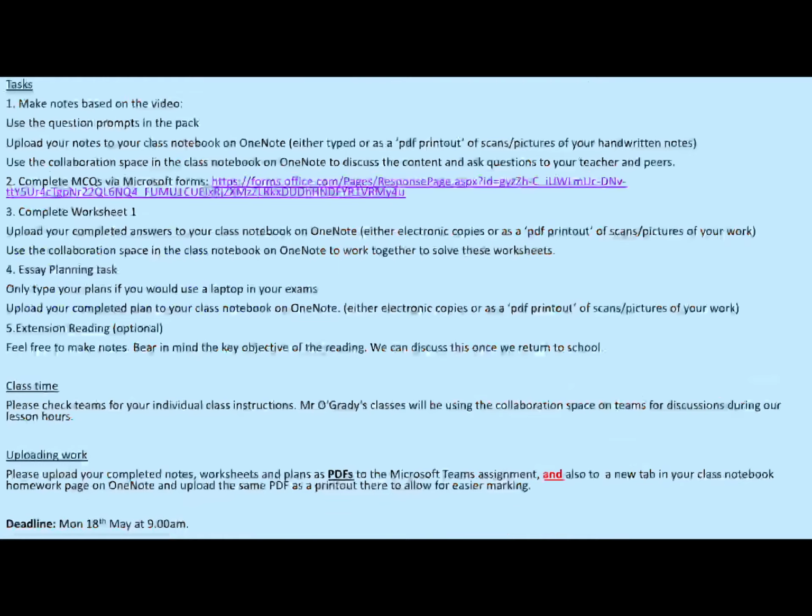There's also some extension reading this week. That's optional, feel free to have a go at that, make some notes. The key objective is stated at the start of the reading, and we can discuss this once you return to school. That reading is quite interesting. It's by Paul Krugman, who's a Nobel Prize-winning economist, and he talks about the role or the implications of public sector debt.